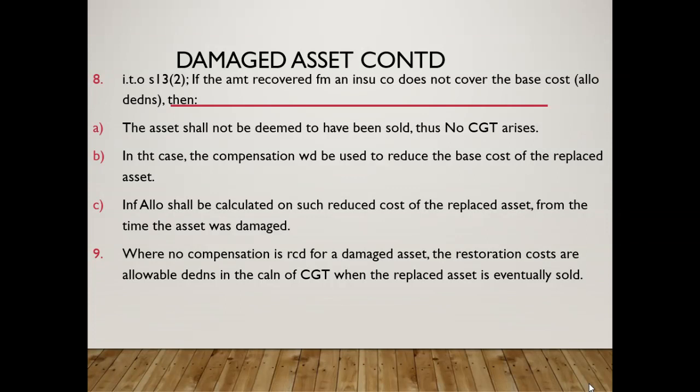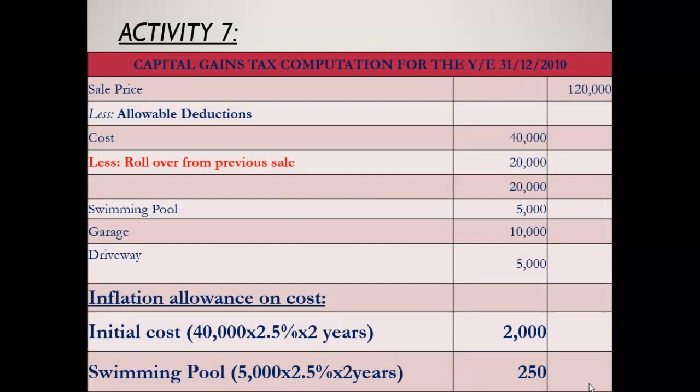Then, where no compensation is received for a damaged asset, the restoration costs are allowable deductions in the calculation of the capital gain when the replaced asset is eventually sold. Of course, that is straightforward.